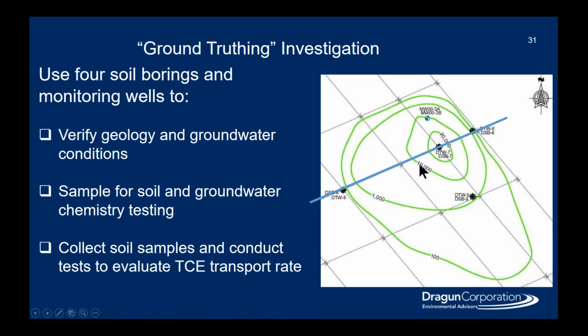And so we were able to log the geology and identify where the groundwater is. We sampled both soil and groundwater and did laboratory testing. And then we also collected soil samples to find out if there was free phase present and to evaluate some parameters like fractional organic carbon that would help us determine the rate of transport of the chemicals.